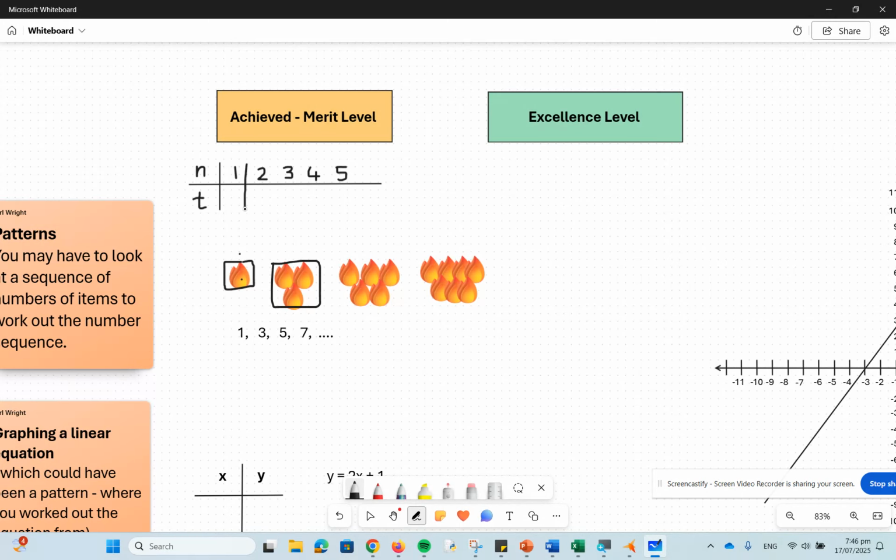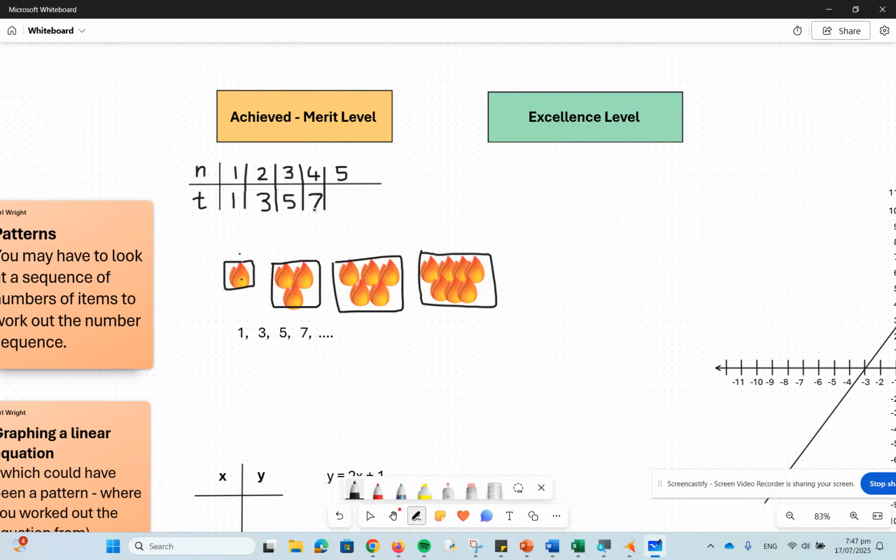This one here is actually number 2. Number 2 across in the sequence is actually 3. Number 1 in the sequence is 1. Number 3 in the sequence is this one here, which is 5. And number 4 in the sequence is this one here. The fourth one along is 7.